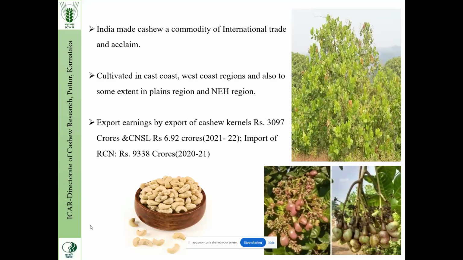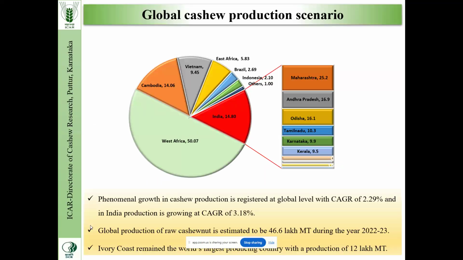And if we see the data of import of RCN, meaning raw cashew nut, it is around rupees 9,338 crores in 2021. It is mainly because the domestic demand is more than the production. If we see the global cashew production scenario, the majority of the contribution is from West Africa. Coming to India, it contributes around 14.80%. In India, the major contributing states are Maharashtra, Andhra Pradesh, Odisha, Tamil Nadu, Karnataka, and Kerala. The first states are Maharashtra and Andhra Pradesh.